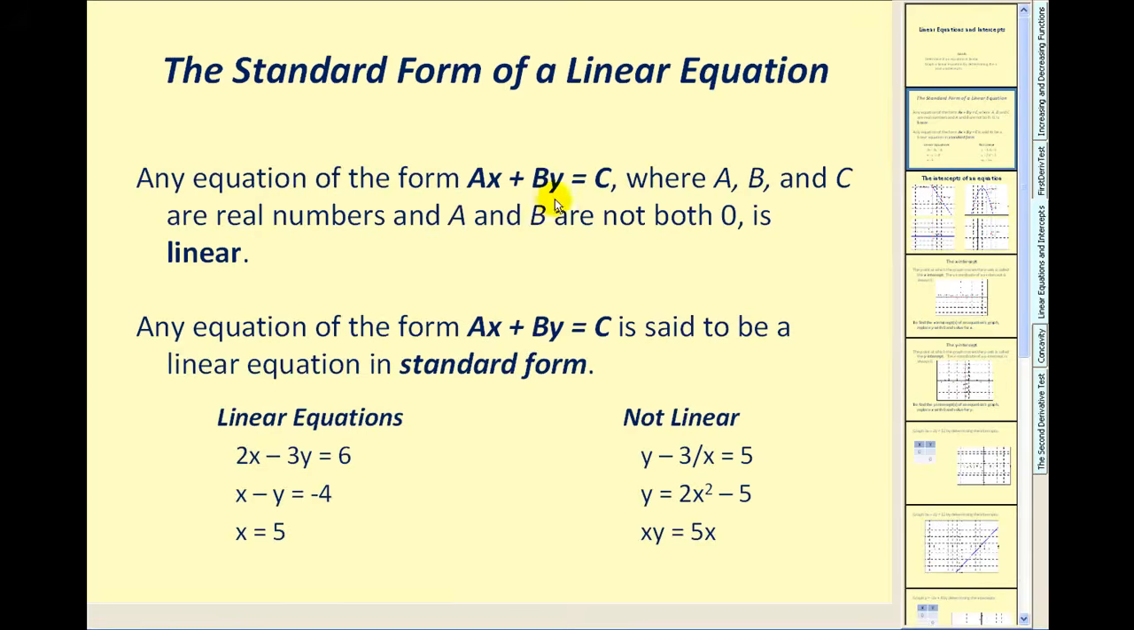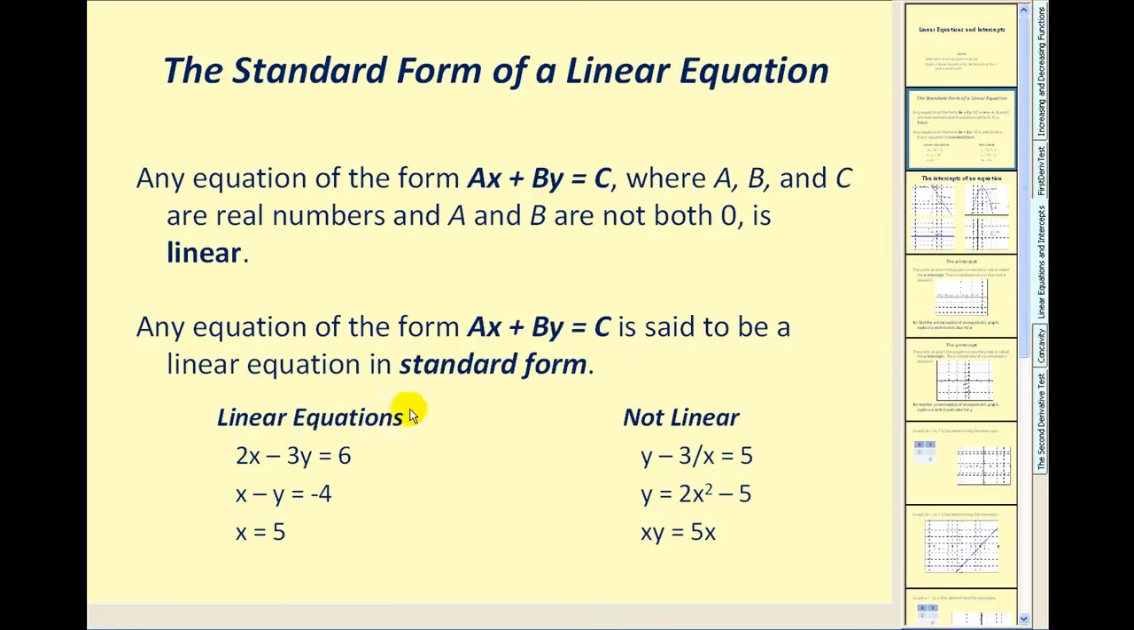Any equation of the form ax plus by equals c, where a, b, and c are real numbers and a and b are not both 0, is a linear equation. And we call this form, ax plus by equals c, standard form of a linear equation. Down below here you can see three examples of linear equations.